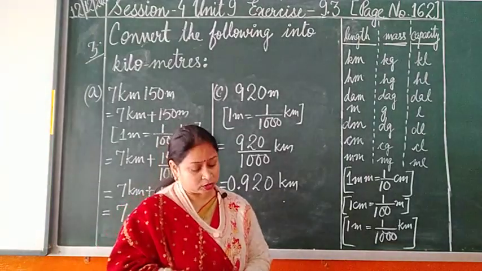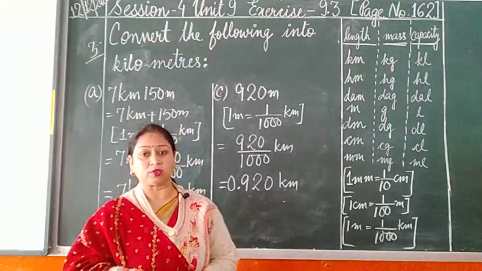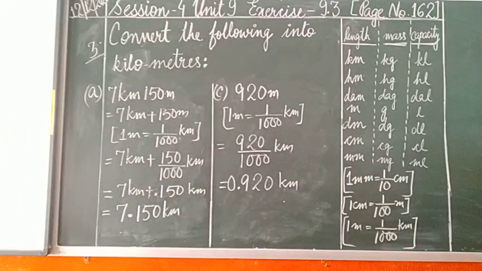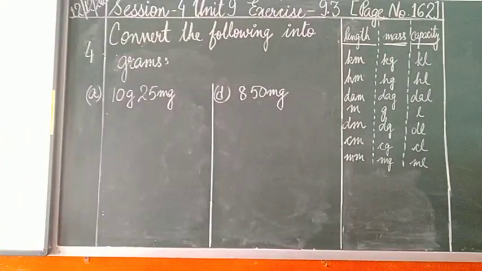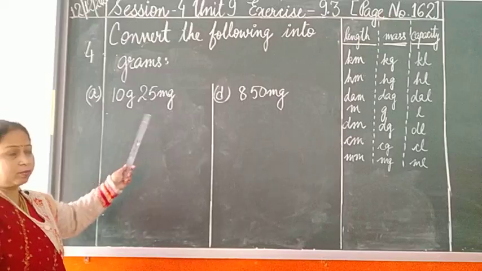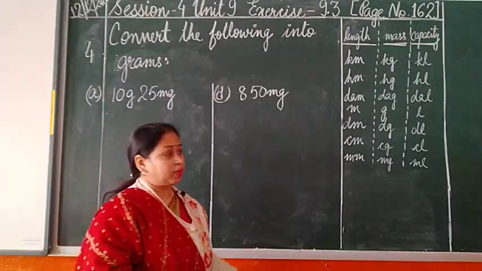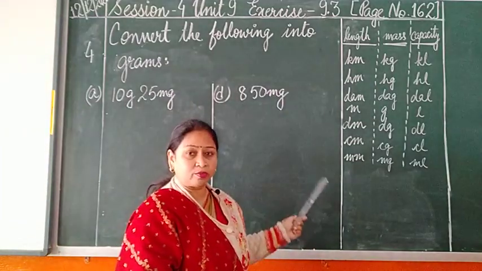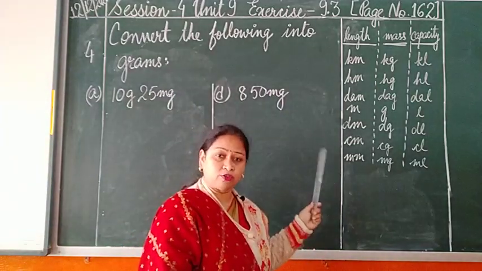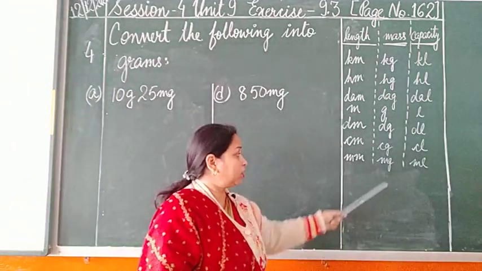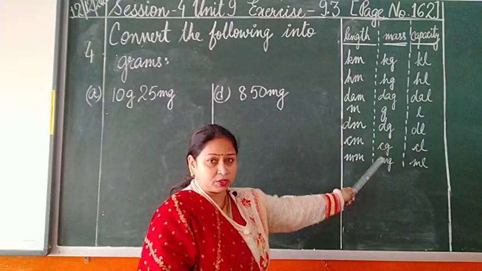Okay. Now the next question is, convert the following into grams. Okay. So let me write down those questions also. Now as you can see, the next question is convert the following into gram. 2 questions again I have taken, 10 gram 250 milligram, and this is 850 milligram. Till now question number 1, 2, 3 were based on the metric measurement conversions in case of length. Now gram is told, that means we are talking about mass. Okay. So we will be looking into this table.